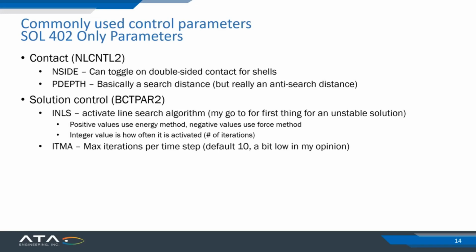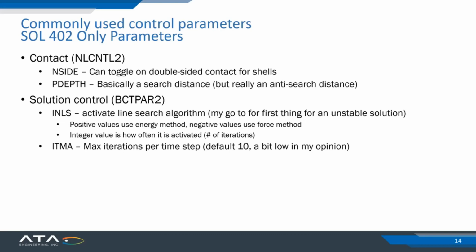And then lastly, we're going to cover a few 402 specific parameters. So for contact, there's the end side parameter, which I find myself using mostly because I'm kind of lazy. It basically toggles on double-sidedness for shell contact. So that way you don't have to look at your shell normals to figure out which way they're contacting from. Kind of just a quick fix. But it specifically exists there because if you have a ribbon that is self-contacting on both sides, then you definitely need it to look for contact from both sides of that ribbon.